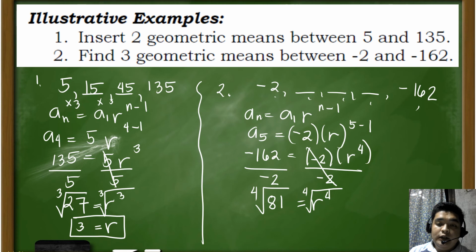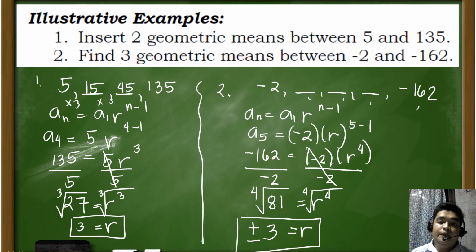Again, this is even, so there should be two values of r. Find a number that if you multiply it by itself 4 times, the result is 81. That is positive and negative 3. Negative 3 times negative 3 times negative 3 times negative 3 is positive 81. So we have two values of r, so we have two possibilities for our geometric means.